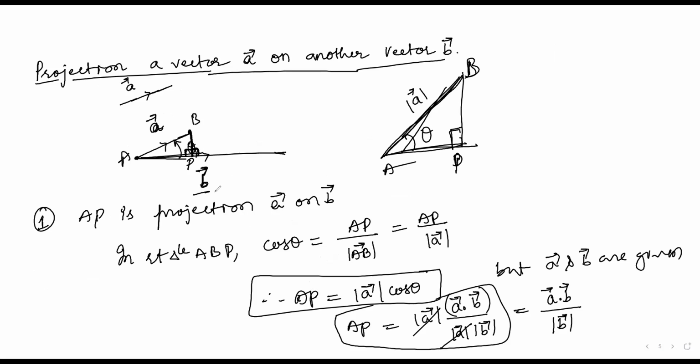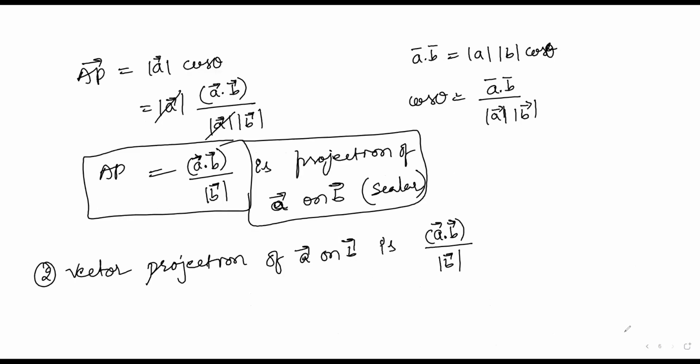AP, which direction? B bar direction only, na? Yes, sir. Then what is the unit vector? So how do you make the vector for AP? You have to make the vector AP. Now this is the AP bar I want.